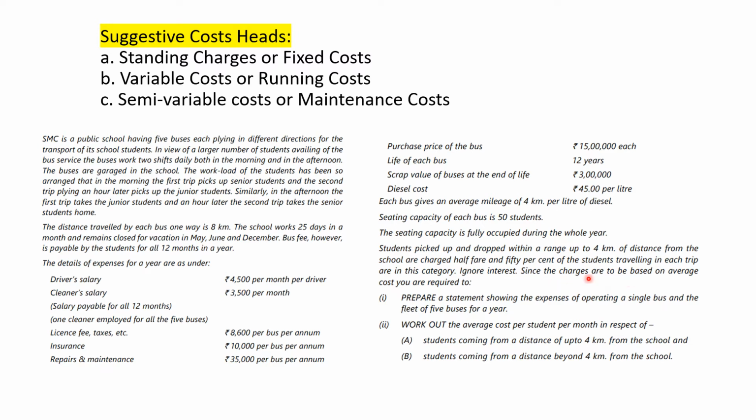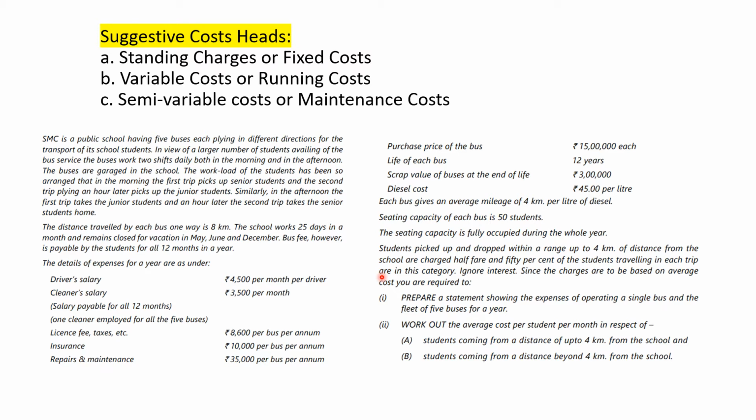Since the charges are to be based on average cost, you are required to prepare a statement showing the expenses of operating a single bus and the fleet of 5 buses for a year. See, in the first paragraph I mentioned there are two important points: one is 5 buses and one is the number of trips that you have to note down. We should not skip; we should be very careful in reading the question, because each and every line gives you some information which will be helpful in calculating the cost. So you have to read the problem twice to understand.